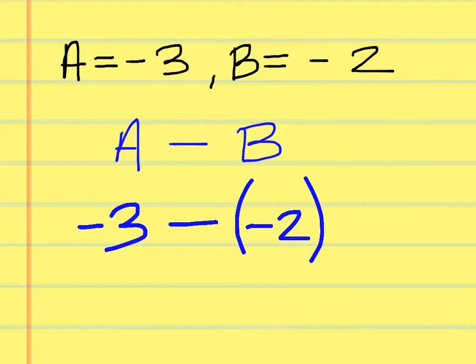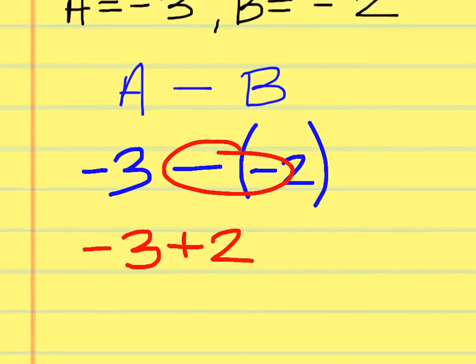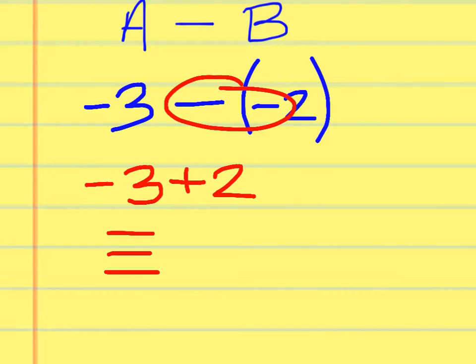What happens to these two signs here? Plus, so -3 plus 2. I end up with 1, 2, 3 negatives, 2 positives, and I cancel these out with these. What am I left with? -1.